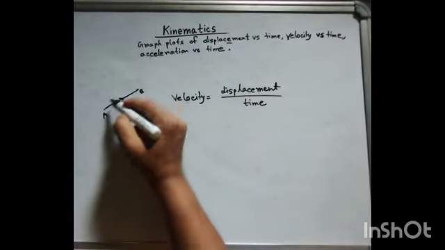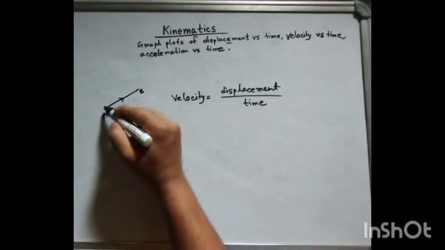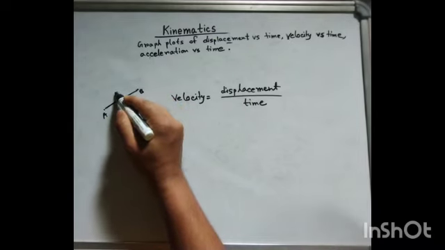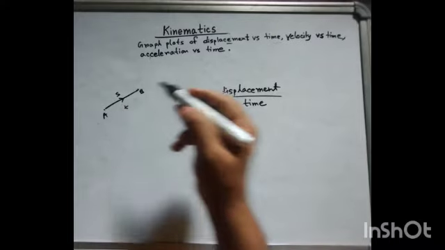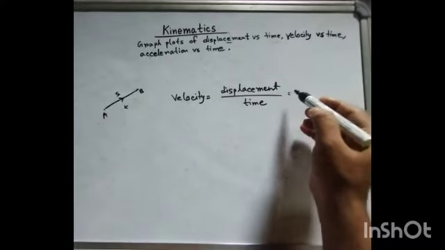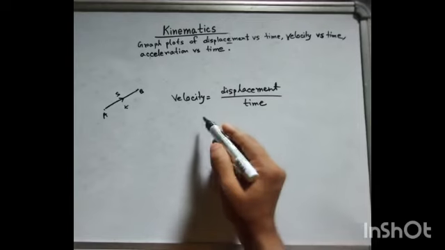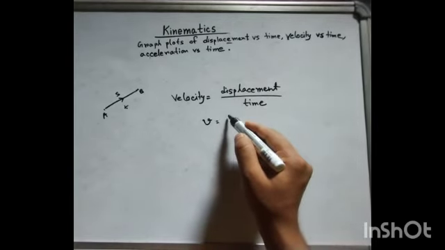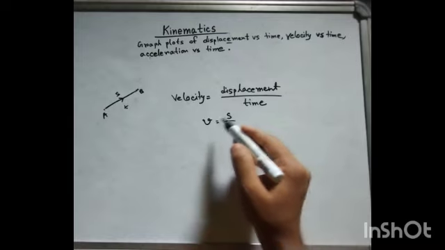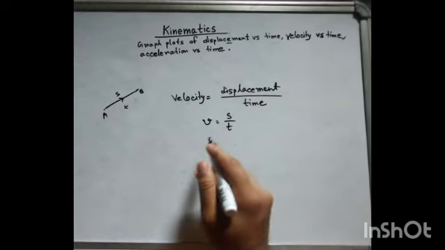So if you denote this displacement, the length from A to B, as S and the time as T, then we generally write velocity as V. So the displacement is S and time is T, so V equals S by T.